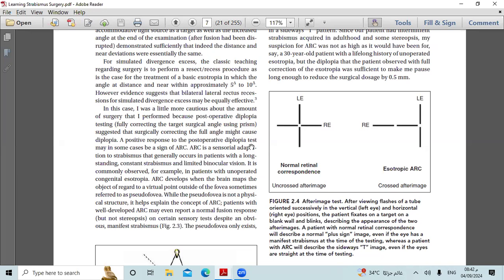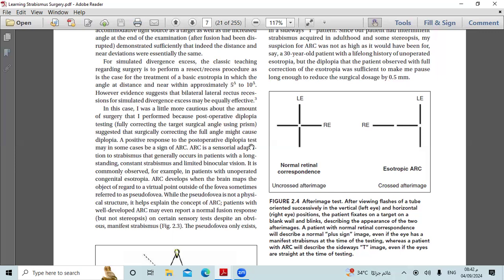ARC is a sensorial adaptation to strabismus that generally occurs in patients with long-standing constant strabismus and limited binocular vision. It is commonly observed, for example, in patients with unoperated congenital esotropia. ARC develops when the brain maps the object of regard to a virtual point outside of the fovea, sometimes referred to as pseudofovea. While the pseudofovea is not a physical structure, it helps explain the concept of ARC.